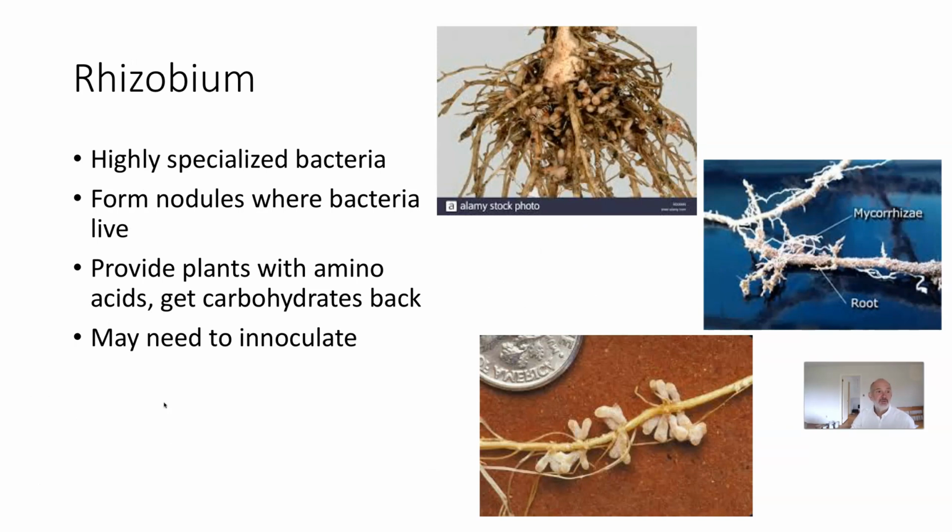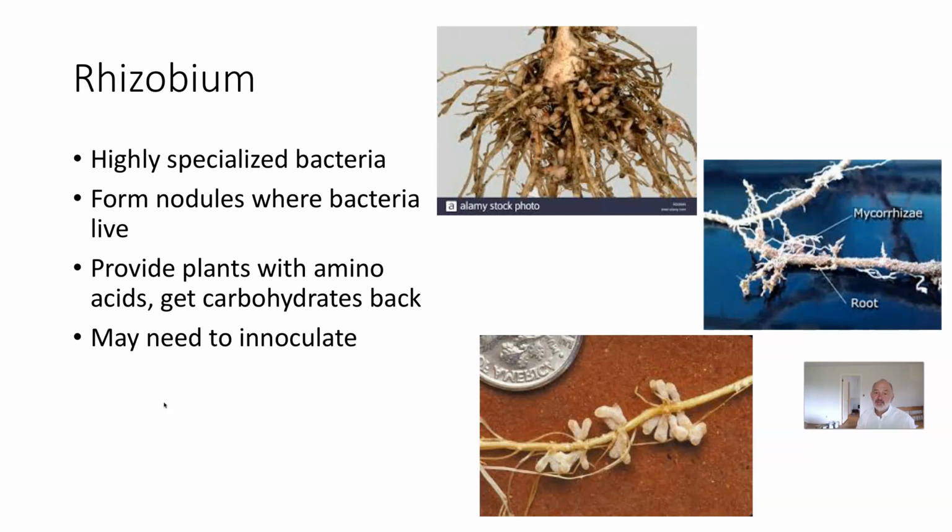Here's some examples of root nodules. I think we've shown one before. Again, these are highly specialized bacteria, which rely on the carbohydrates that are produced by the plant. In exchange, the plant gets the nitrogen, which is fixed and sequestered by the bacteria. They form these nodules, which are partly inside of the roots themselves and partly on the outside. They provide the plants with amino acids, and they get these carbohydrates back, right? So the plant's not absorbing it, it's actually getting an amino acid rather than a nitrate, for instance.